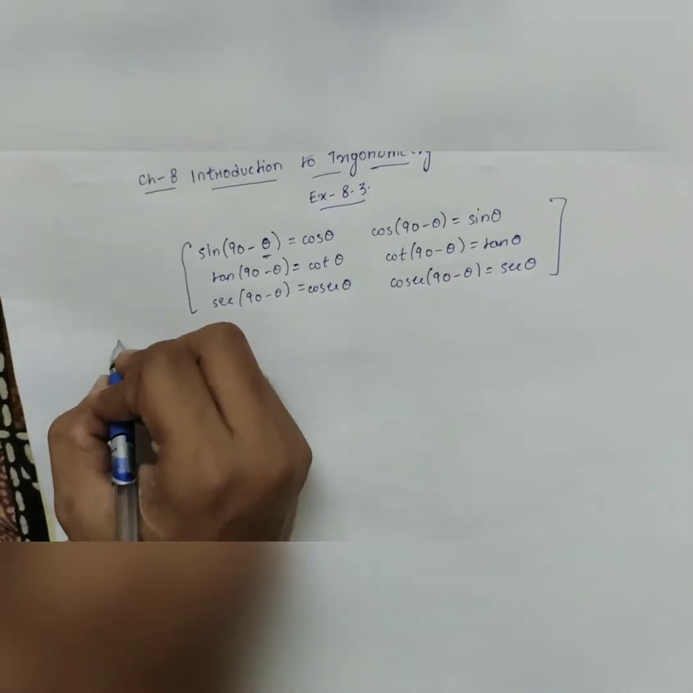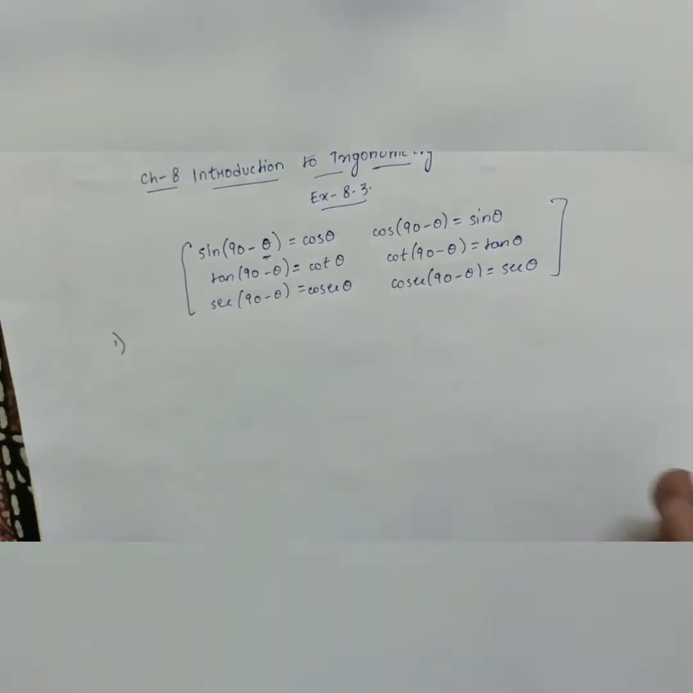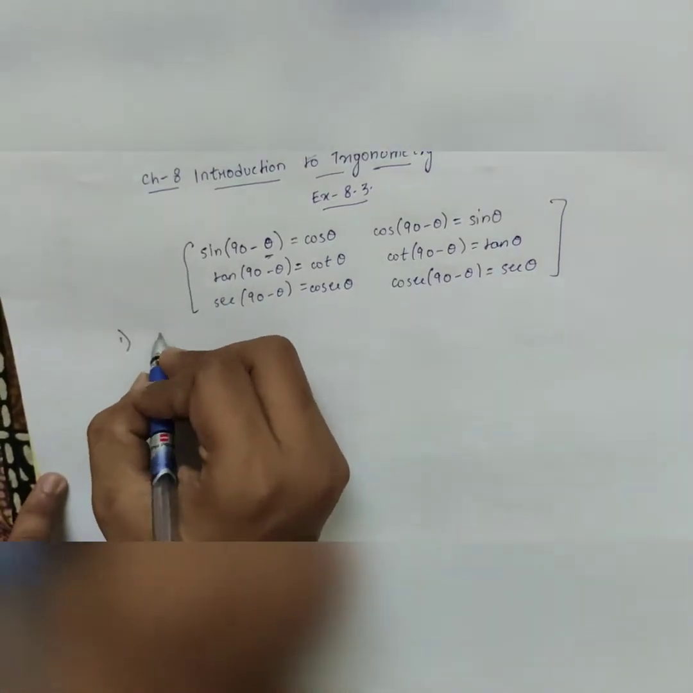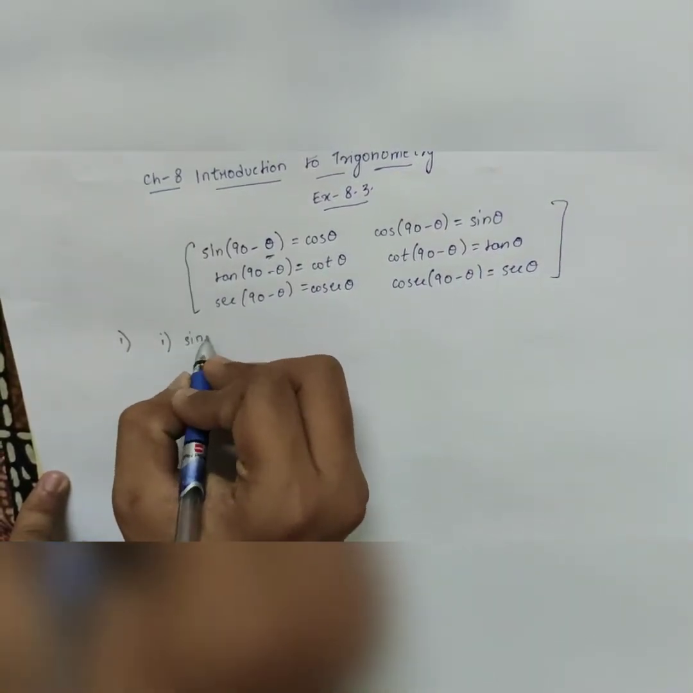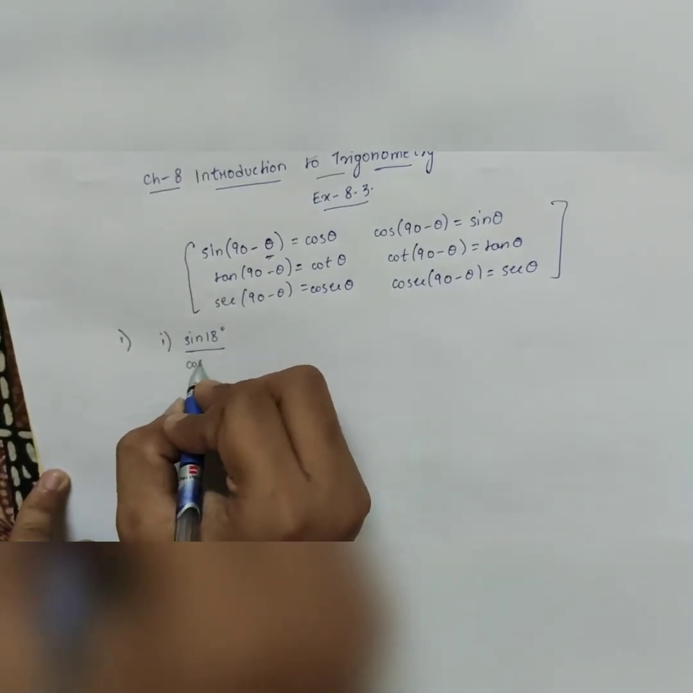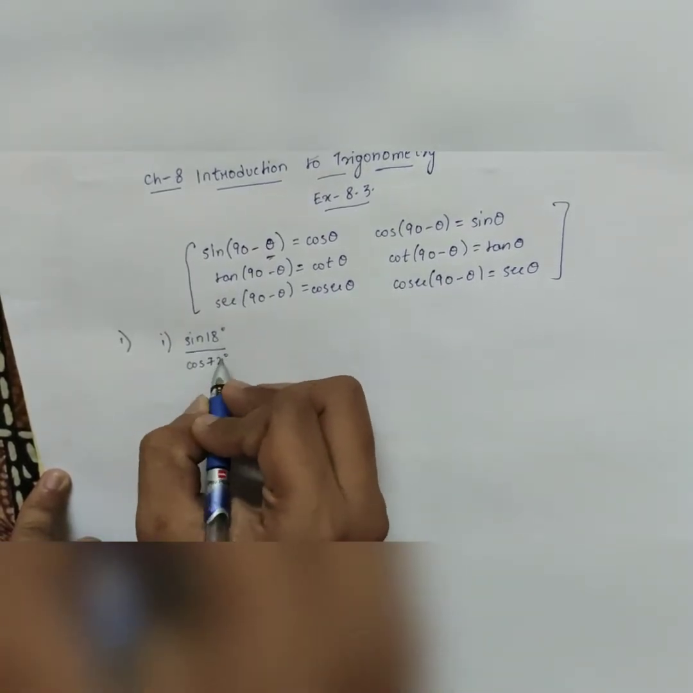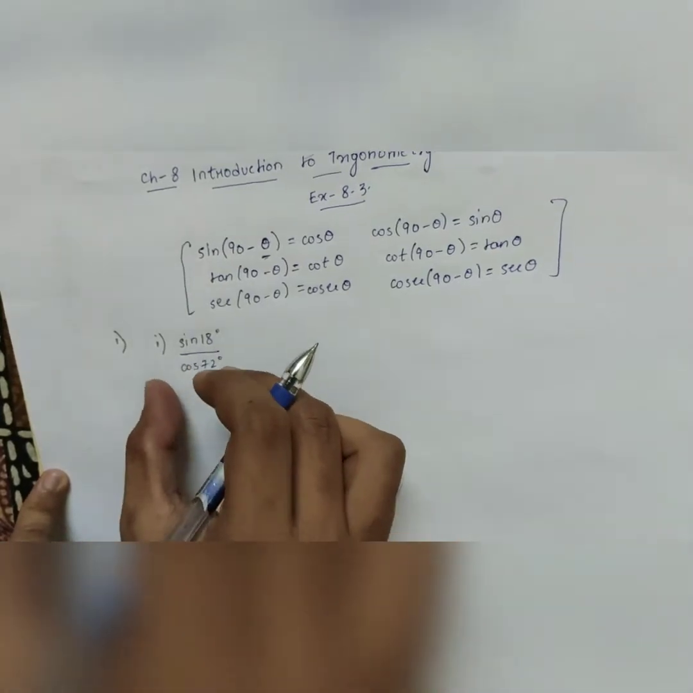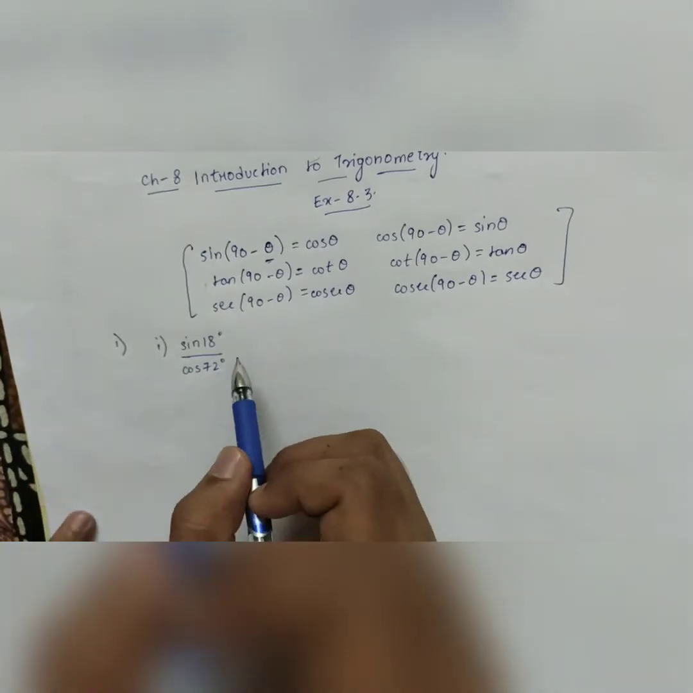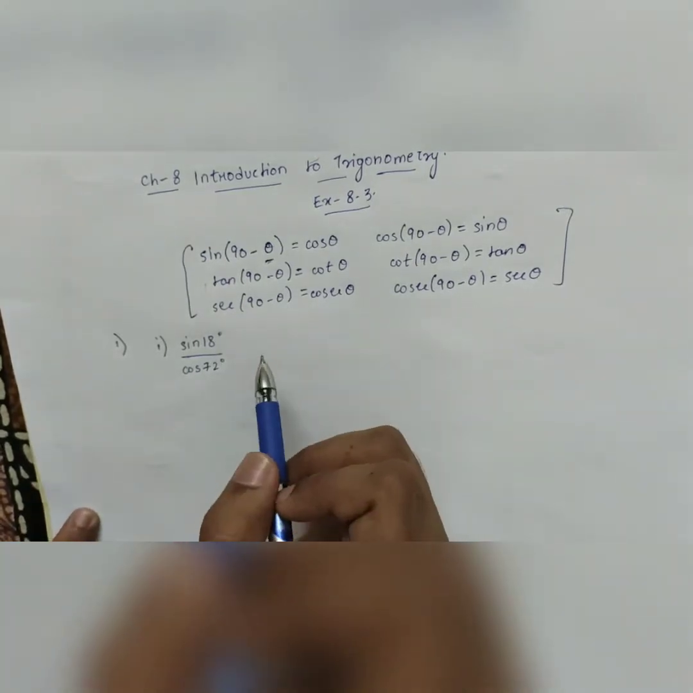So let's see the first question. You are asked to evaluate, and you are given 4 parts. So let's see the first part. You are given sin 18 degrees divided by cos 72. If you understand just the simple basics, like how to apply these formulas, you can do all the questions of this exercise very easily.